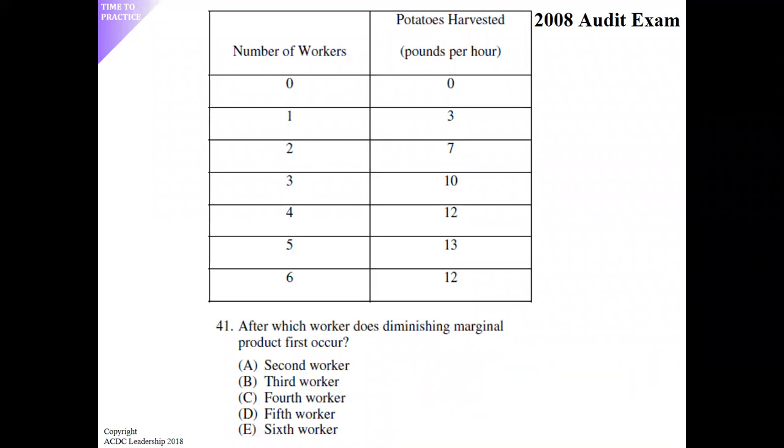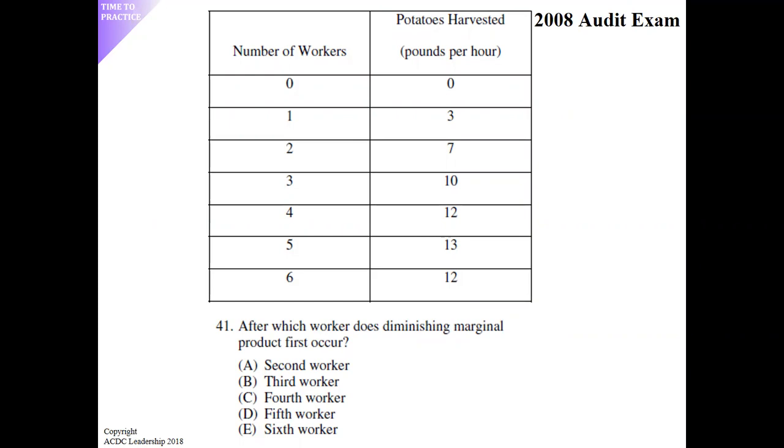Okay, let's see your boards. We've got D, A, B, D, D. We've got B's and D's. All right, after which worker does the marginal product diminish? Marginal product of the first worker is 3, right? 3 minus 0. For the second, 7 minus 3 is 4. So it's going to occur after the second worker.